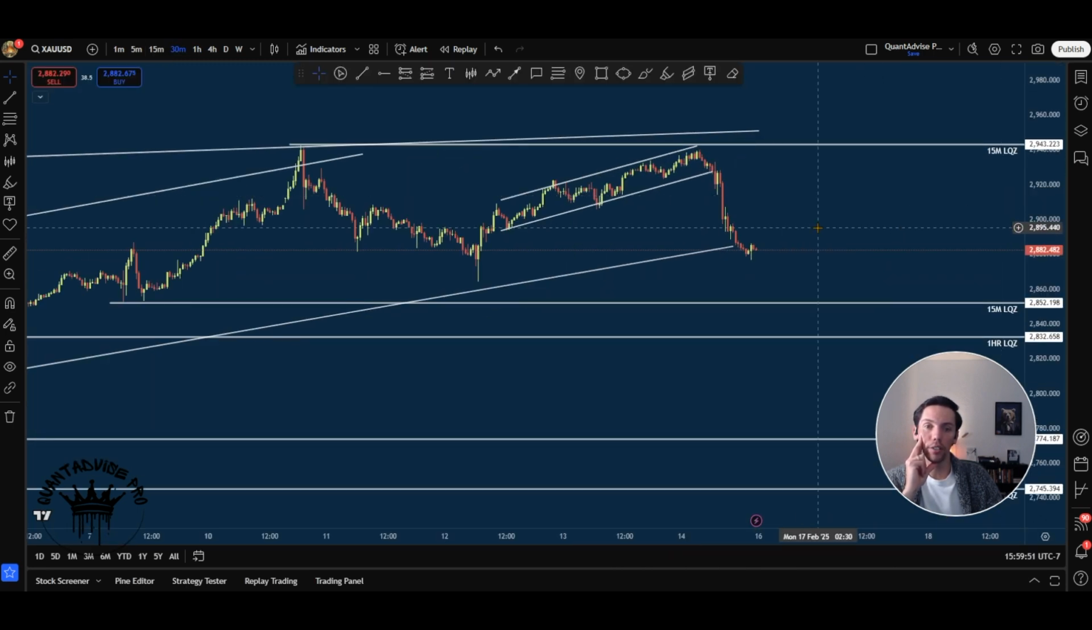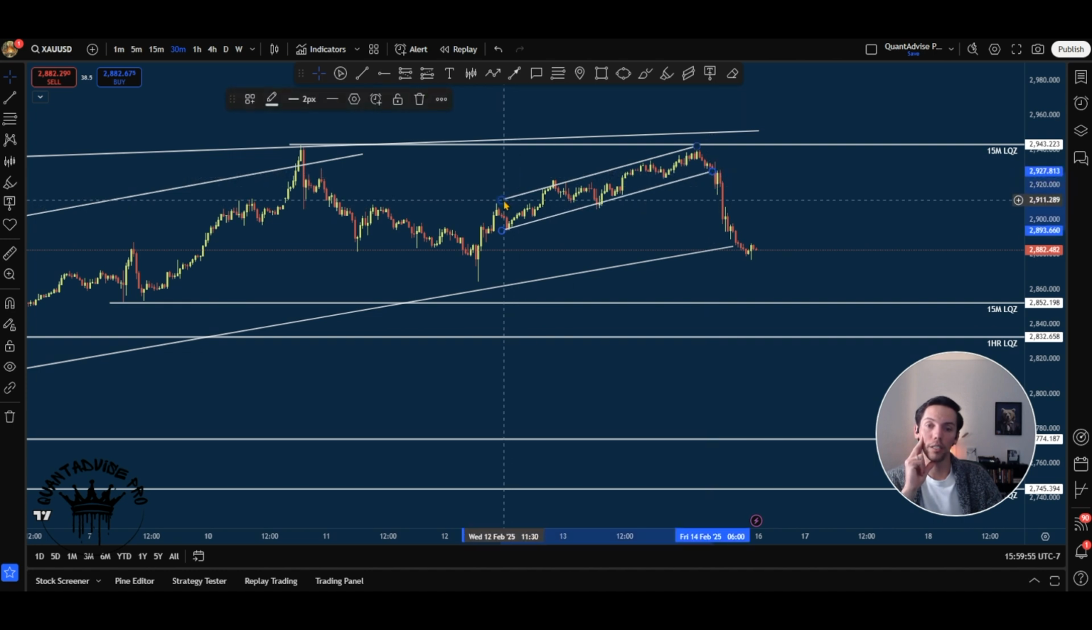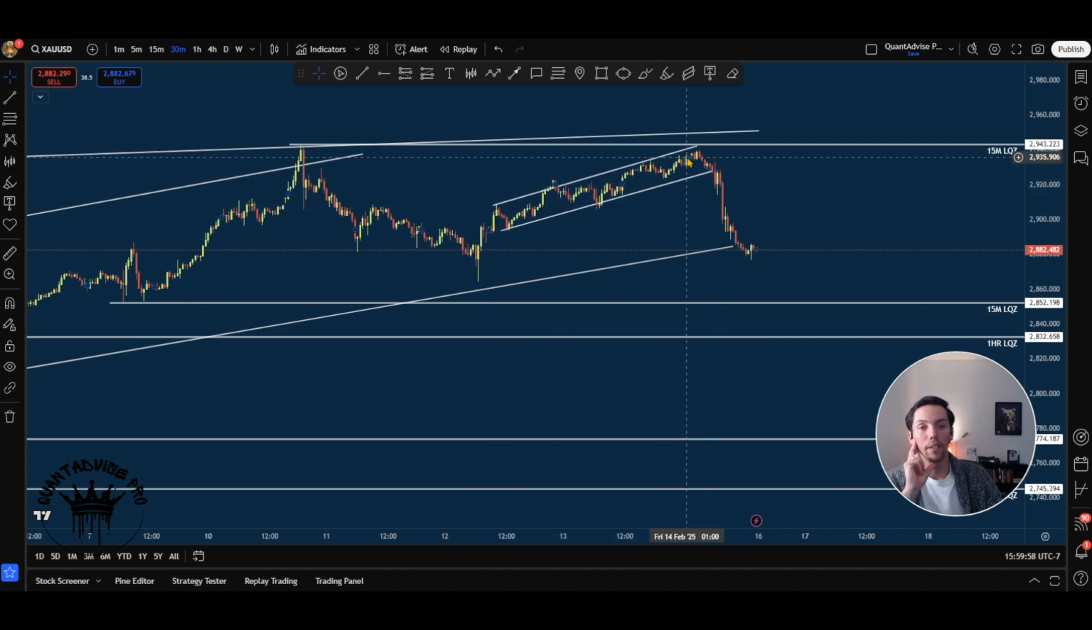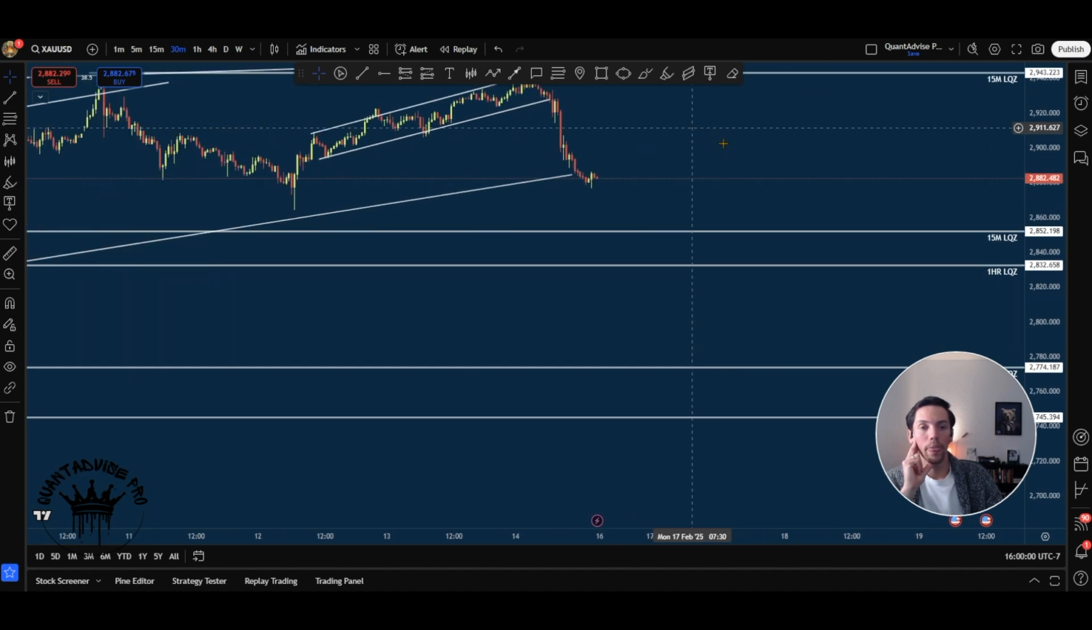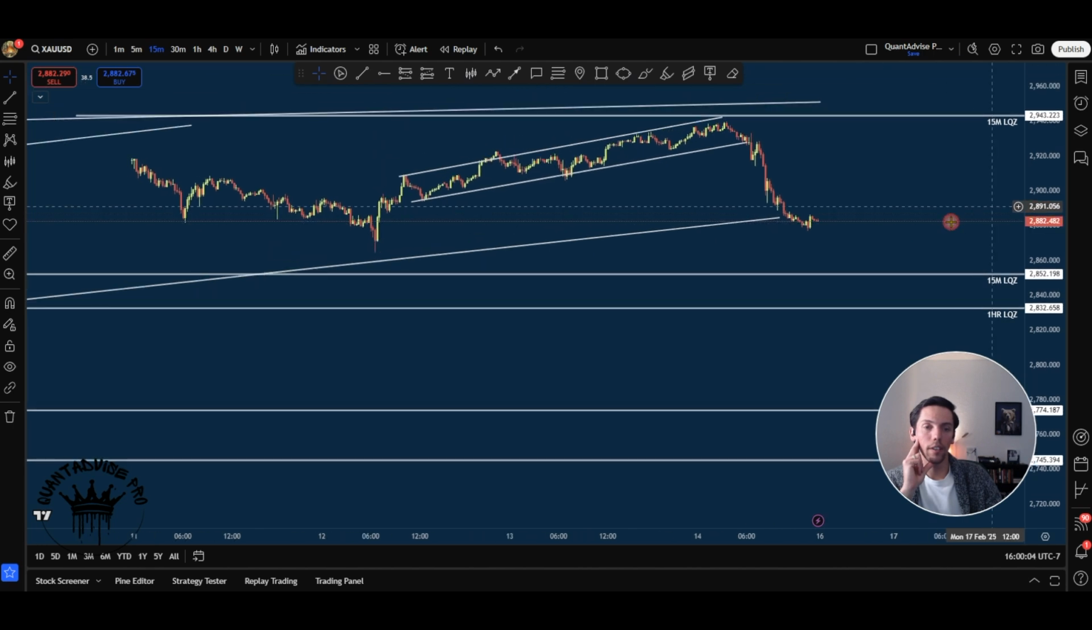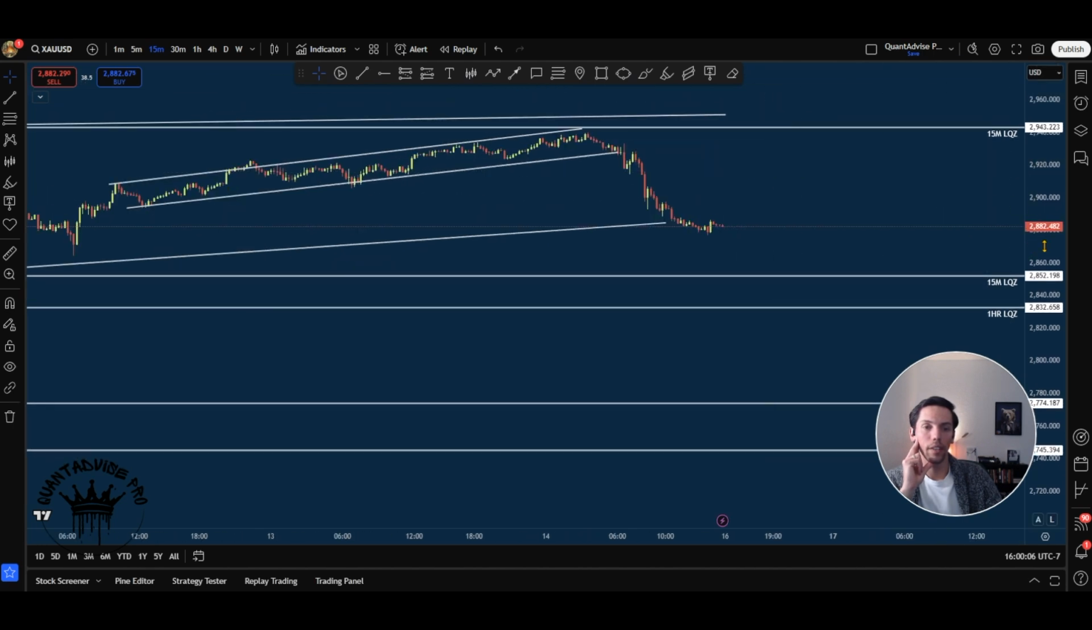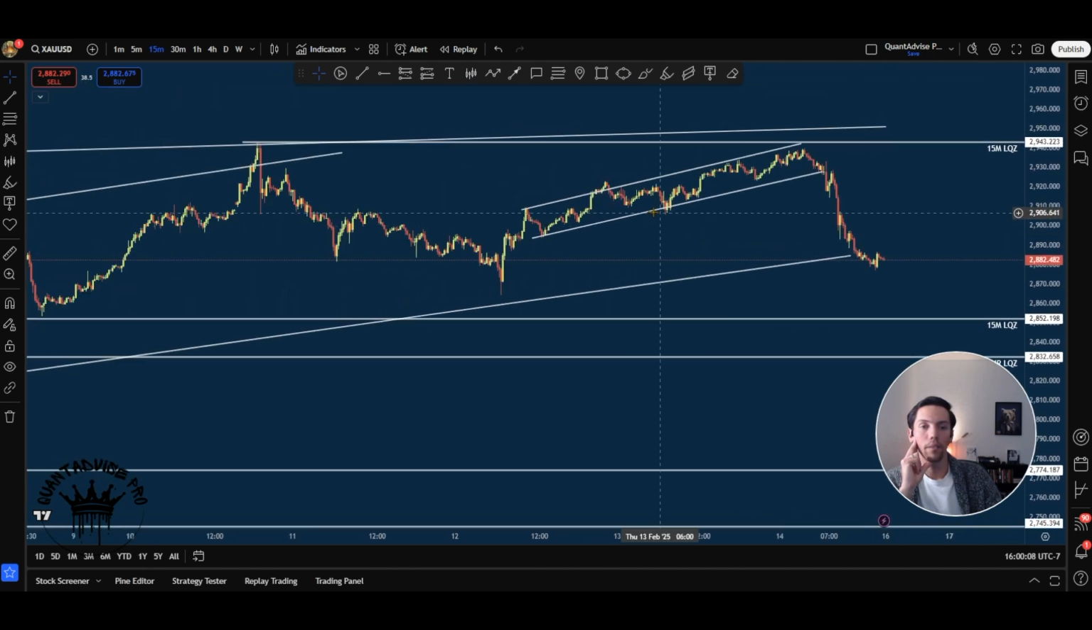Again, as we drop down into another lower time frame, you're able to see this corrective price action a lot clearer, like this. And then we're going to check our 15. Boom.